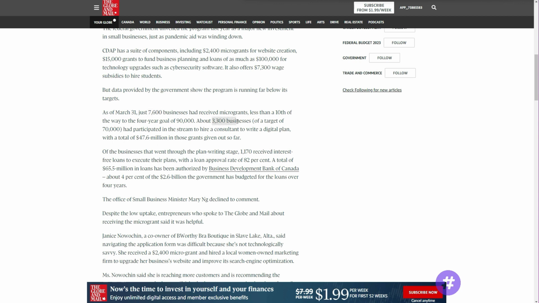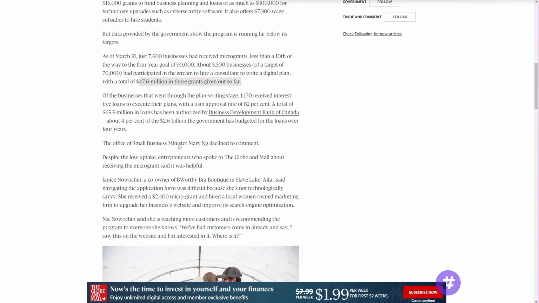So 3,300 of these businesses are in the small business camp. They went to a consultant, wrote a digital plan, and that was about $47.6 million in grants. And of the ones that went through the plan writing stage, about 1,170, so these are only the ones that are over $500,000 in revenue, actually received interest-free loans to execute their plans. With an approval rate of 82%, they doled out roughly around $65.5 million through that 0% interest-free loan. That is far short of the $2.6 billion allocated to the loan program. So at the end of the day, they have quite a bit of money left over to essentially give out over the next 3 years.